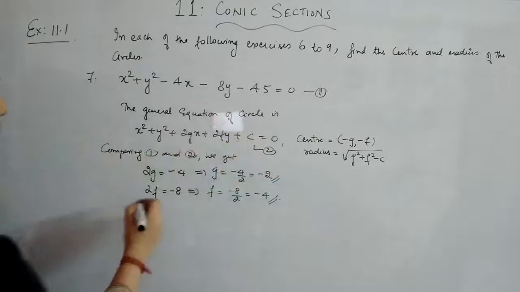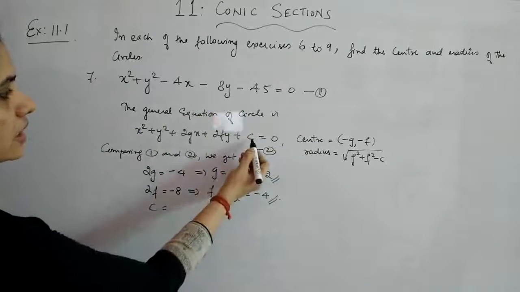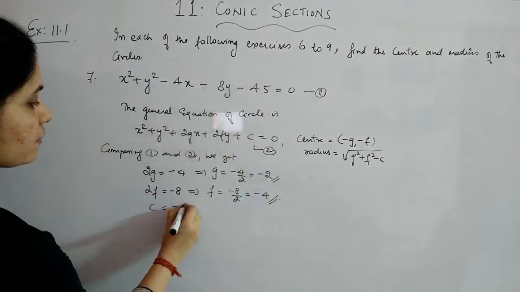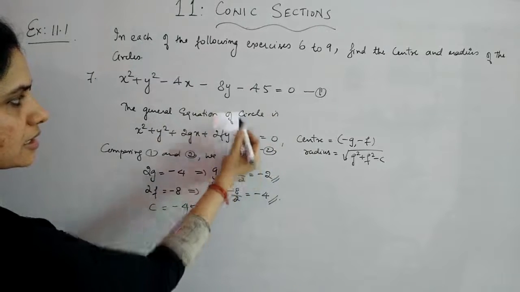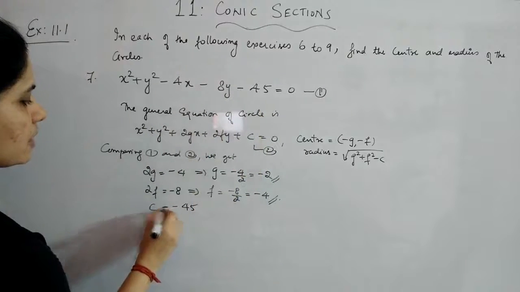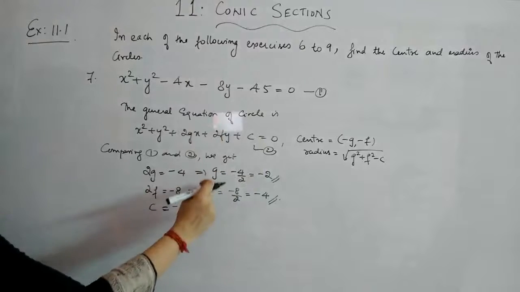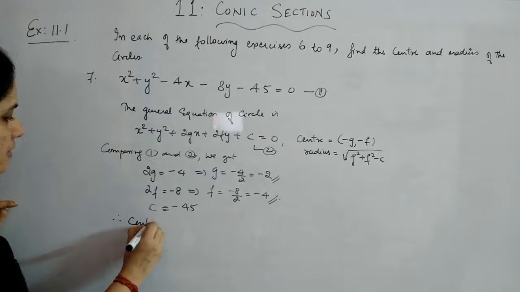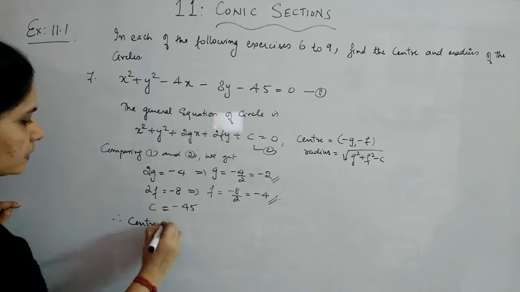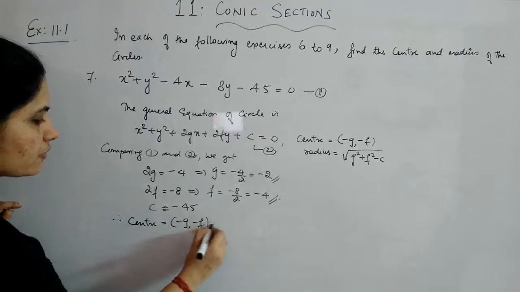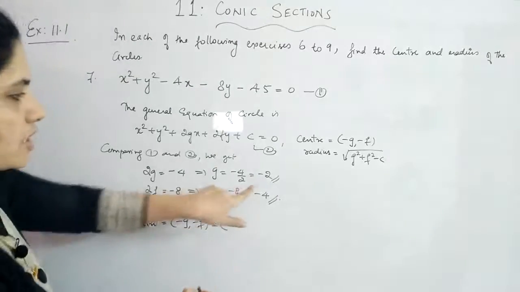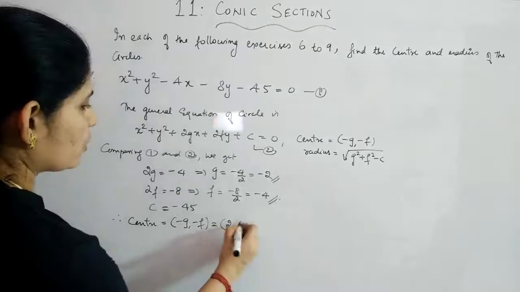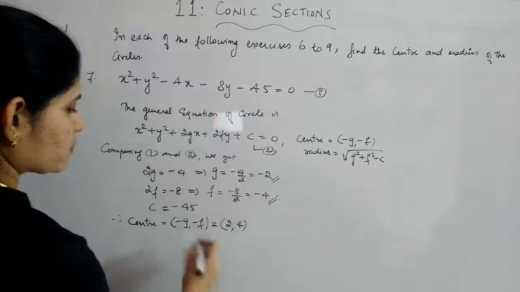Okay, and now you have to find out c also. Just compare and tell me what is c. Just see, negative 45 because here it is plus c. So this negative should also be taken with c. Okay, so you got all the three things, three unknowns. Therefore, the center is minus g comma minus f. Replace, you will get minus g will be minus of minus 2 which is 2 comma minus of minus 4 which is 4. So this is center.